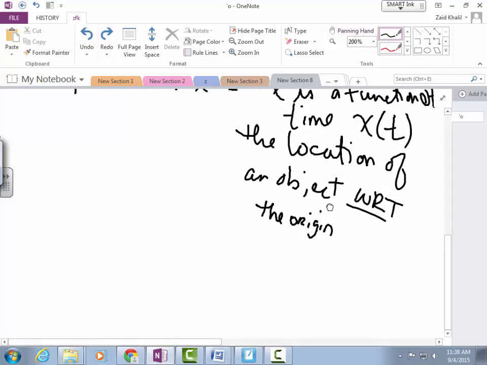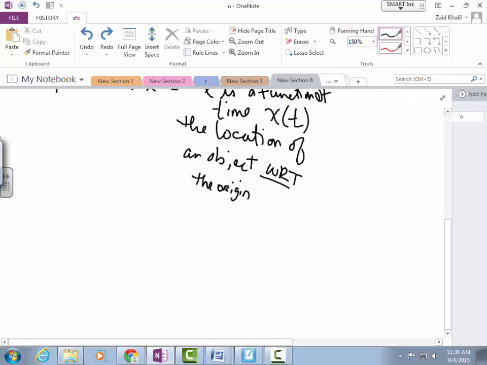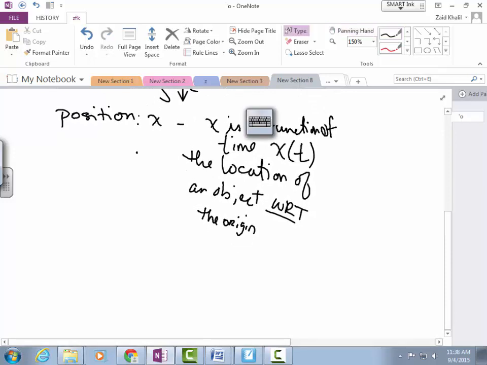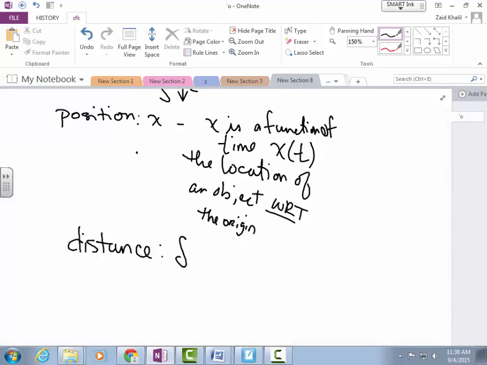Distance. Let me zoom in 150 and pan that. All right. Distance is going to be given the quantity lowercase delta. And what is the definition of distance? And the answer is, not yet, Mr. Khalil. Not yet. We're going to move on to displacement, because it's only through displacement that we can actually really start working with what distance actually is.